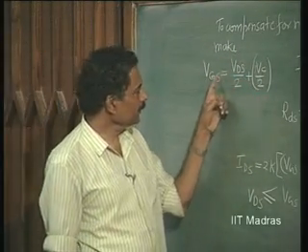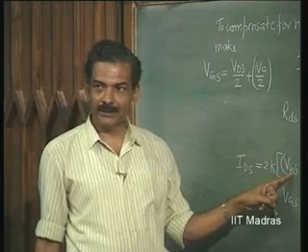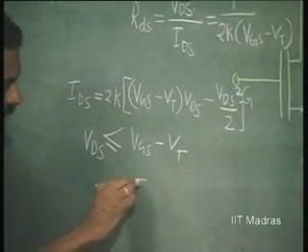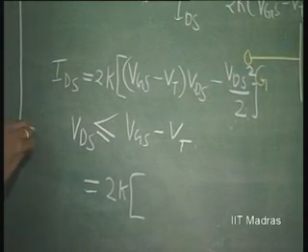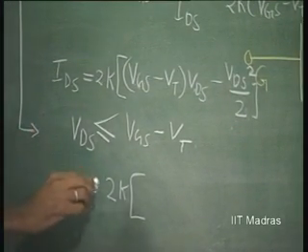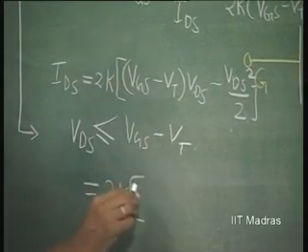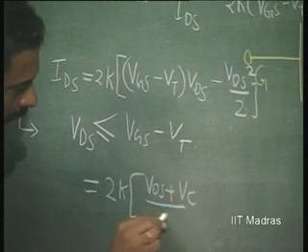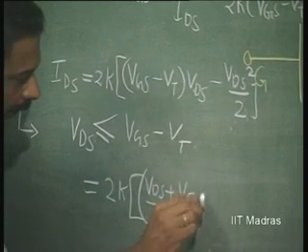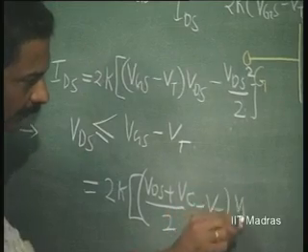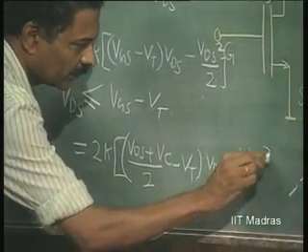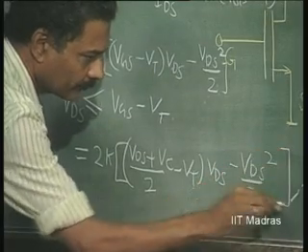Then what happens? Substitute VGS here. So, what do you get? This becomes 2K into, if you do this, 2K into (VDS/2 plus VC/2 minus VT) into VDS minus VDS squared by 2.